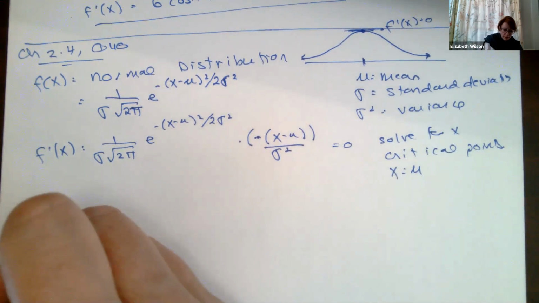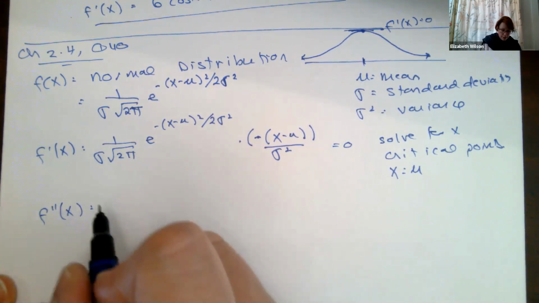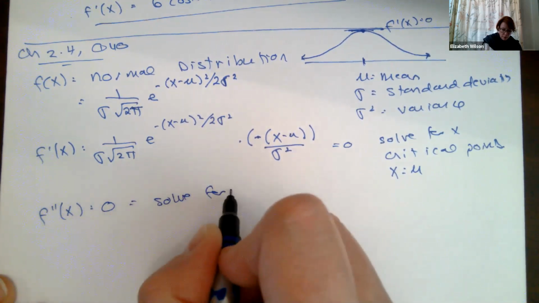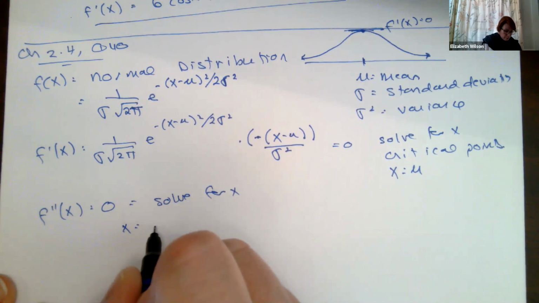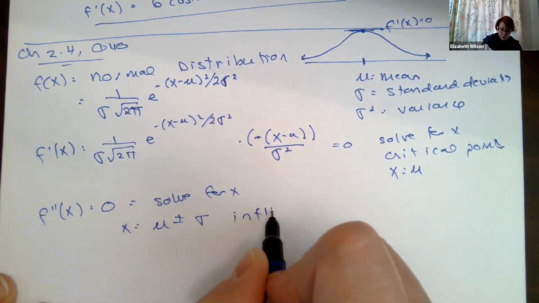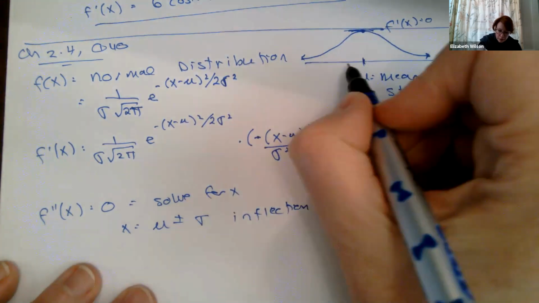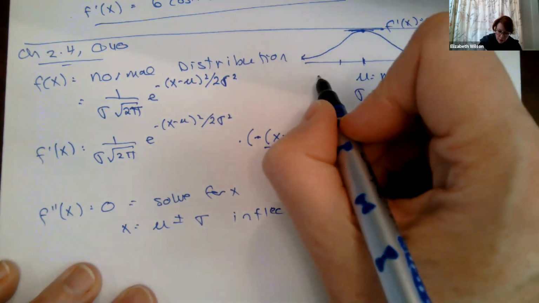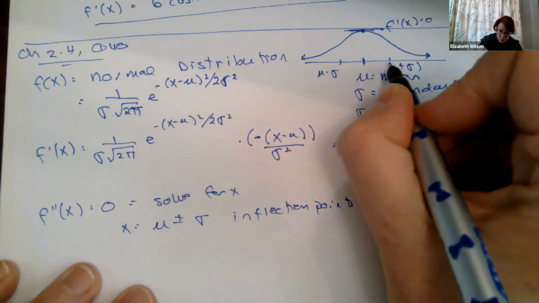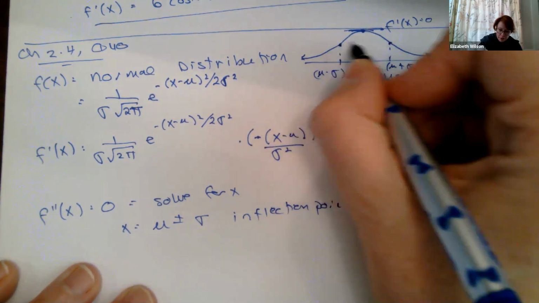Now, when I take the second derivative, there's a lot of algebra in here. I'm not going to write it down, but when I set the second derivative equal to 0 and solve for x, I get x equals mu plus or minus sigma, and these are our inflection points. I'll write it out here: this is mu minus sigma, and this is mu plus sigma. They correspond to here and here. So these are our inflection points.